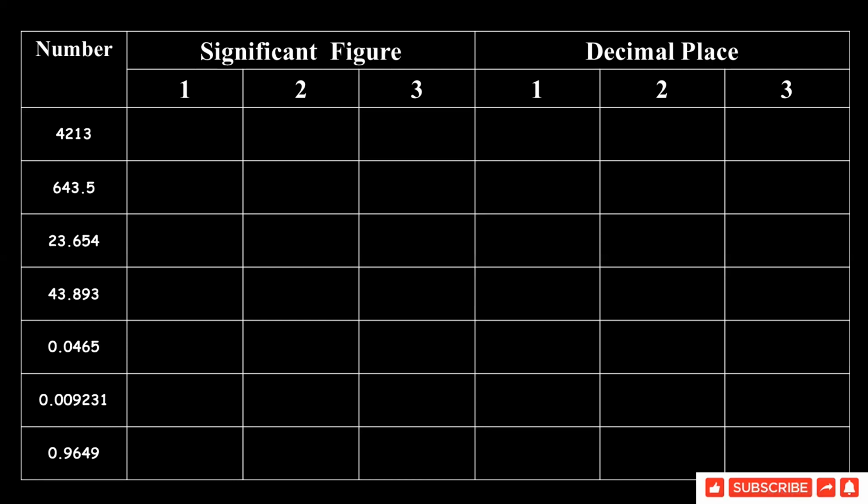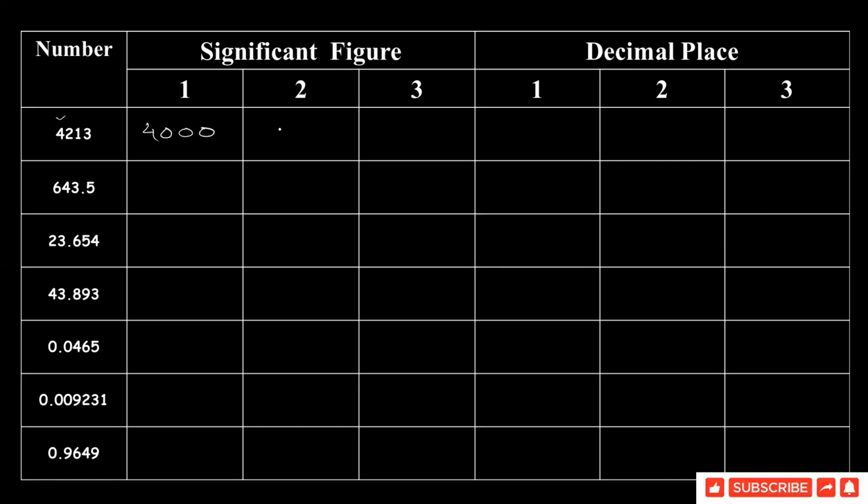So first significant figure is 4. Second one is 2 and third one is 1. So we round it. 4 will remain 4 because the next number is 2, which is less than 5. So make it 0, 0 and 0.